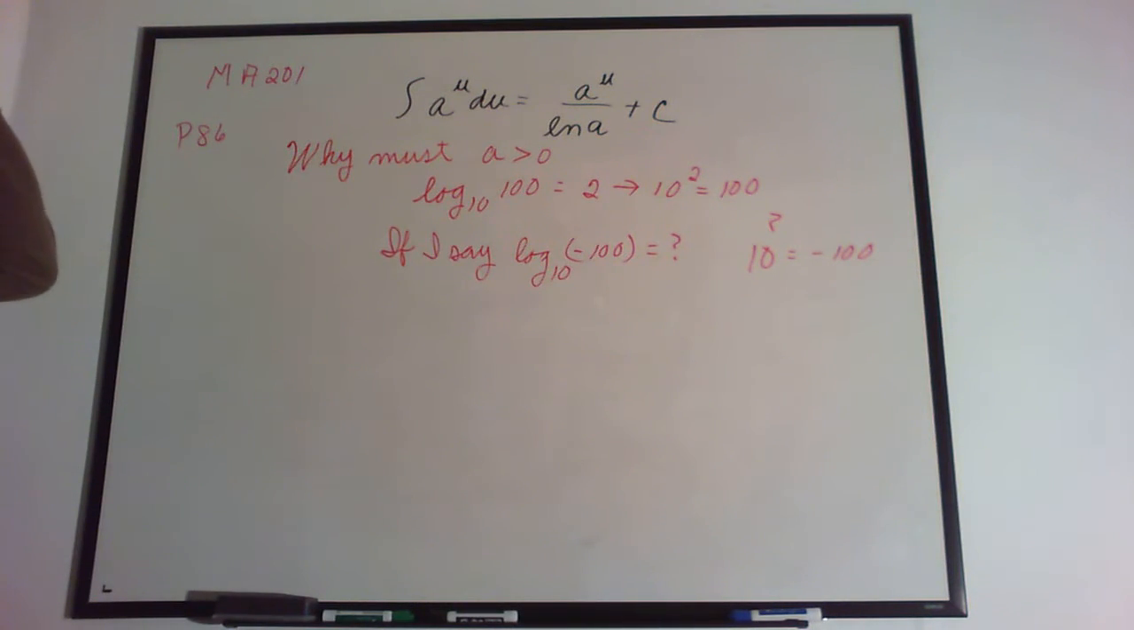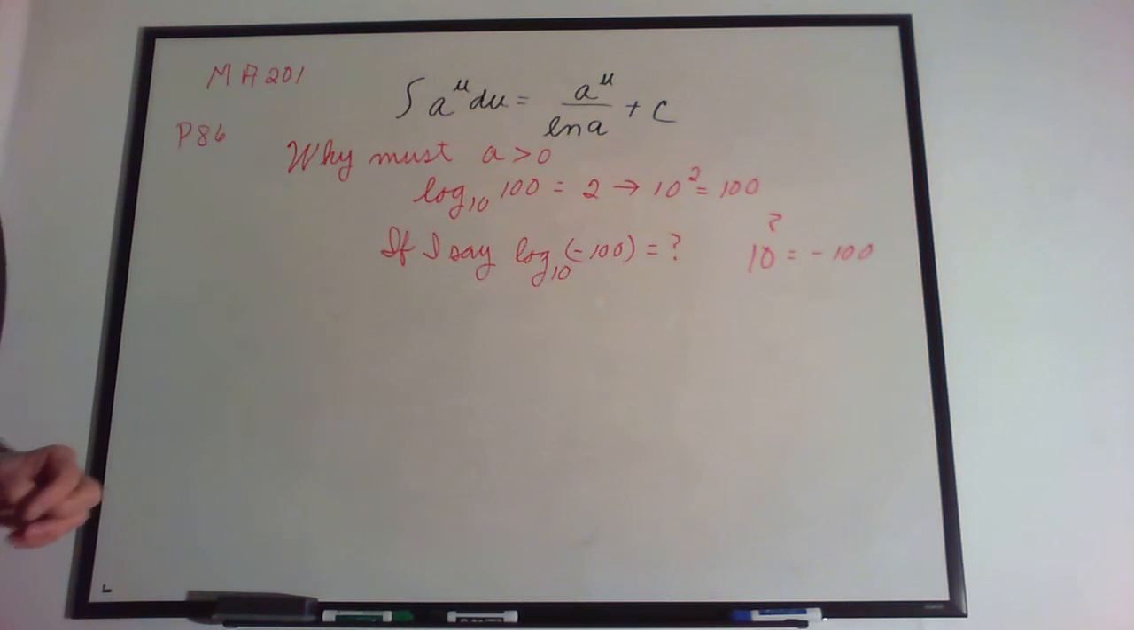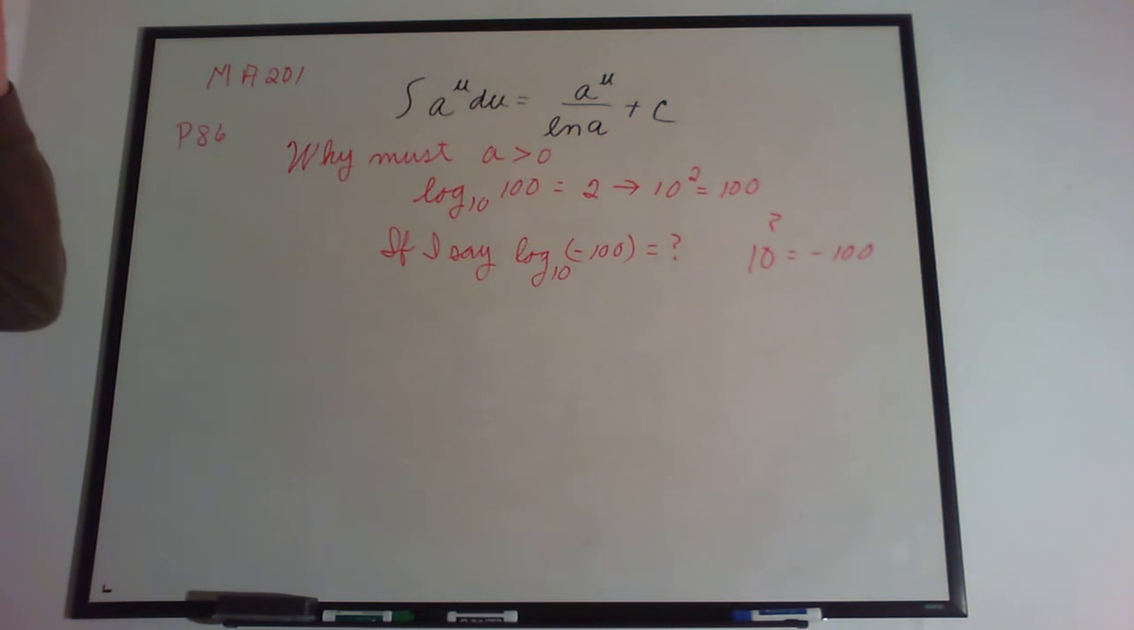It can't be done. The a here represents the 100, so it's impossible to do. Therefore, a must be greater than 0. Frequently, they'll put the a in absolute value signs.